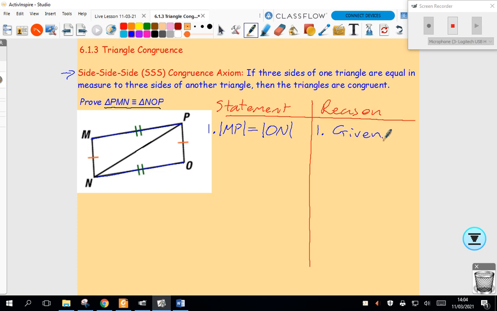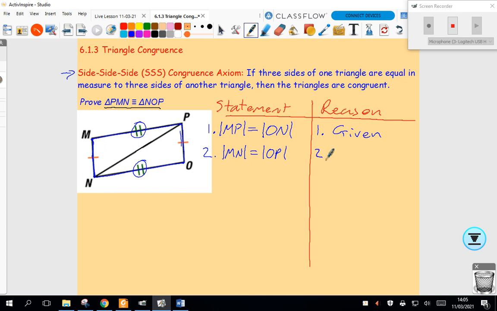And I know it's given because of these tick marks here. Statement number 2, I'm going to say that this side here, M to N, that line segment, is equal to this side here from O to P. So M to N from the first triangle, PMN, is equal in measure to O to P. So they're equal in length. The distance from M to N is equal to the distance from O to P. Going from M to N, starting at this corner point between the two dashes and the one dash, along the single dash, down to that side, starting at this corner point between the double and single dash up here. These are called tick marks.